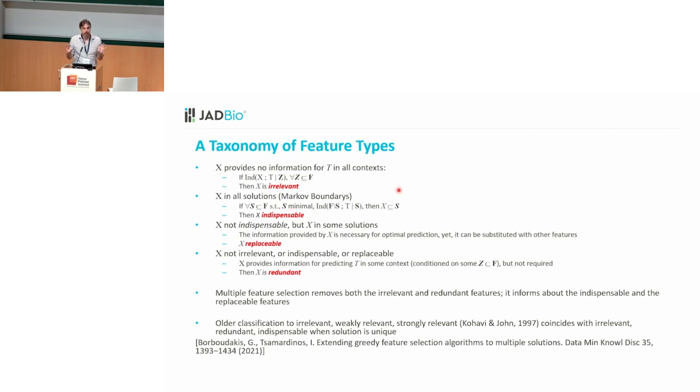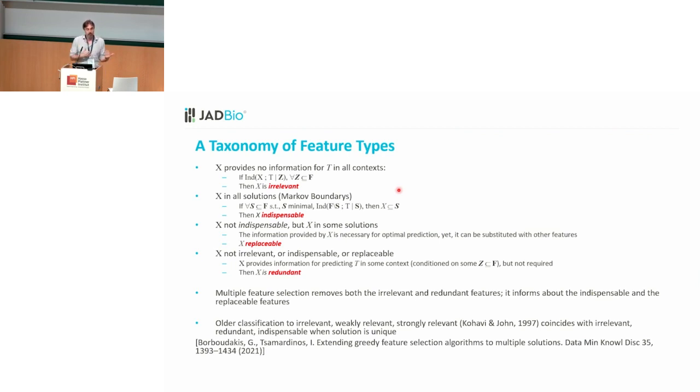And what this means is that you could replace them with some other features and get to an optimal model. So let's call them replaceable. And finally, you have features that don't belong in any solution, meaning they give you information for your outcome depending on what else you select, but you don't need them in an optimal model ever. So these are redundant, okay?